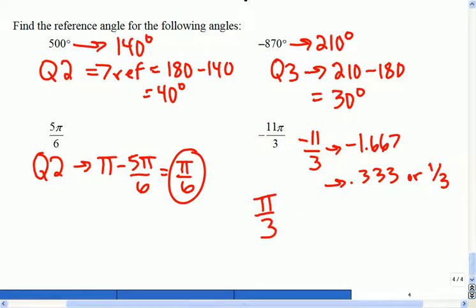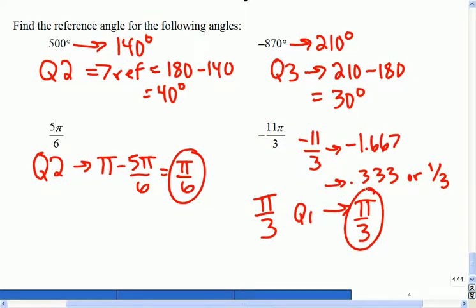So which quadrant is pi over 3 in? Is anybody brave enough or know their radians well enough yet? Can you think of where is that? Yeah, it's in quadrant 1. Okay, this is quadrant 1, so the answer is pi over 3. We've already got the reference angle.